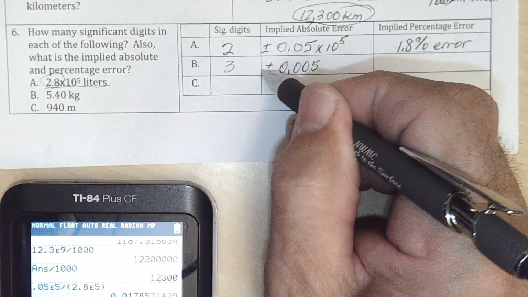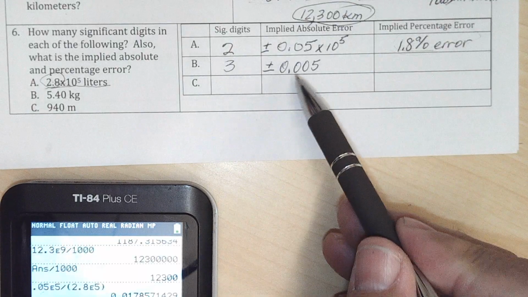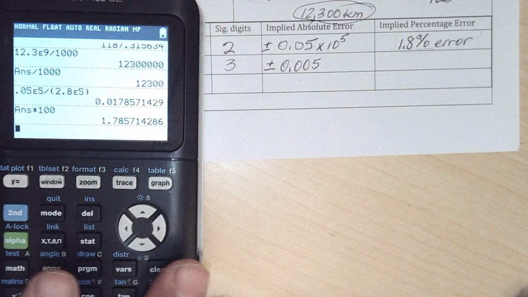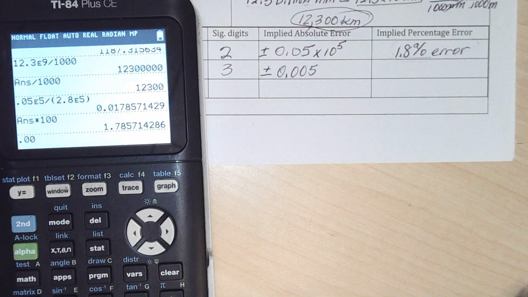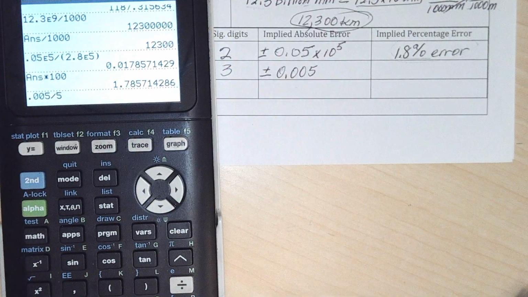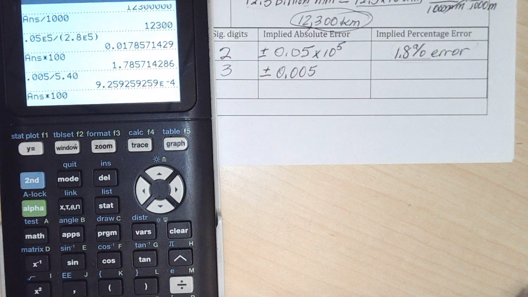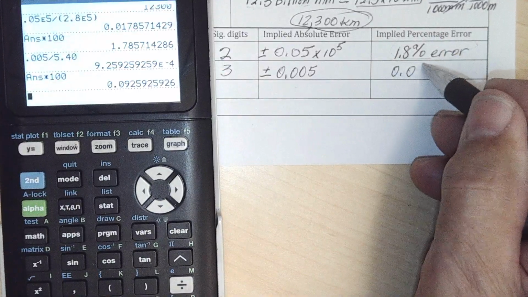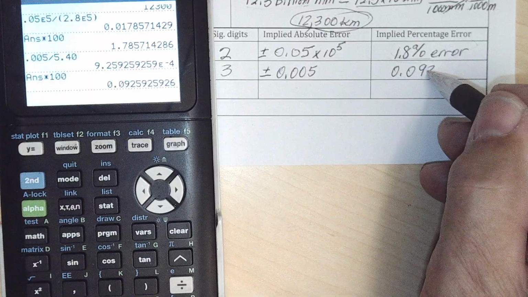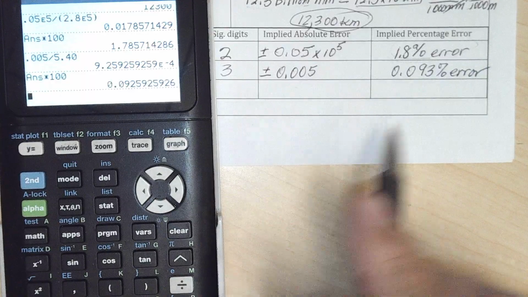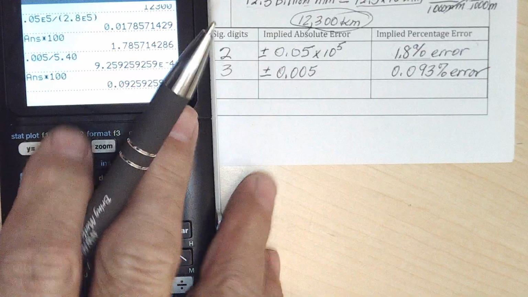0.005 that it could be off by. So my percentage error is this divided by the original number. So 0.005 divided by 5.40 times 100, and I get 0.092593% error. This has more error than this.